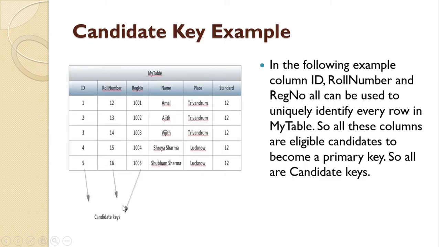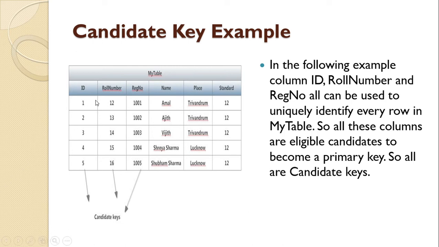Okay. Now what is alternate key? I have told you that there are three columns which are candidate keys, which have the capability to become a primary key. But in a table only one primary key can exist. A table can contain only and only one primary key. Then what about the rest of the candidate keys? These become alternate keys. Why? Because these are the alternative to primary key.